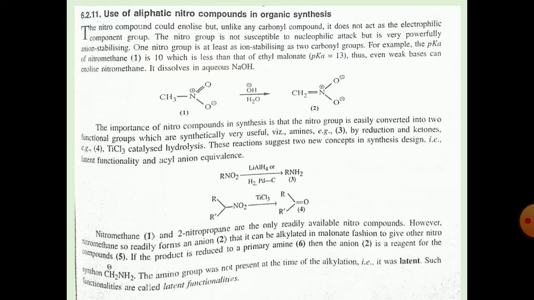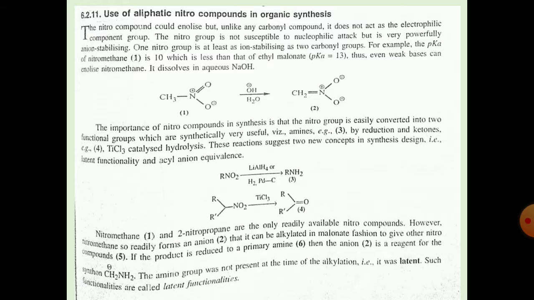Nitromethane and 2-nitropropane are the only readily available nitro compounds. However, nitromethane readily forms an anion, and it can be alkylated in malonate fashion to give other nitro compounds. If the product is reduced to the primary amine, then the anion is a reagent for the synthon CH2(-)NH2, and the amino group was not present at the time of the alkylation, that is, it is latent, and such functionalities are called latent functionalities.